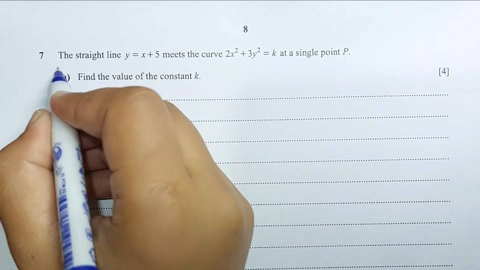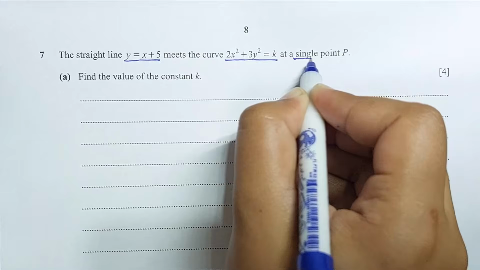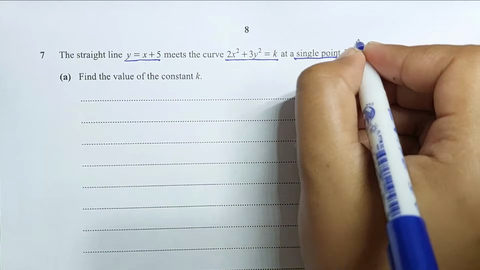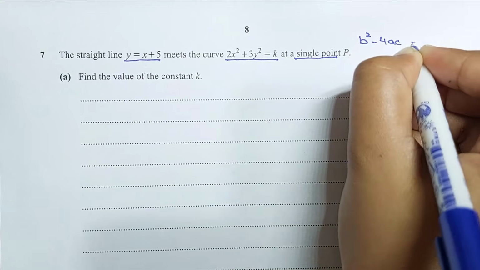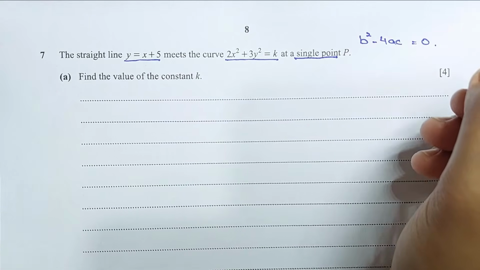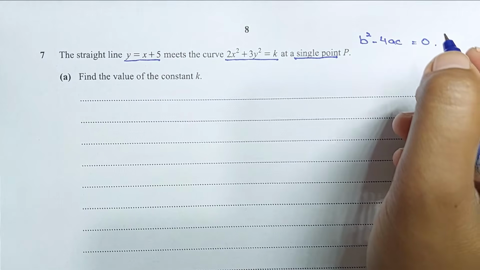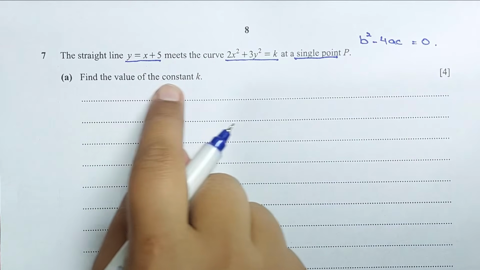Question number 7. A straight line meets the curve at a single point P. When it is meeting at a single point, it means the discriminant b square minus 4ac should be equal to 0. When it meets at 2 points, the discriminant should be positive. When it never meets, its discriminant is negative. Part A: find the value of k.